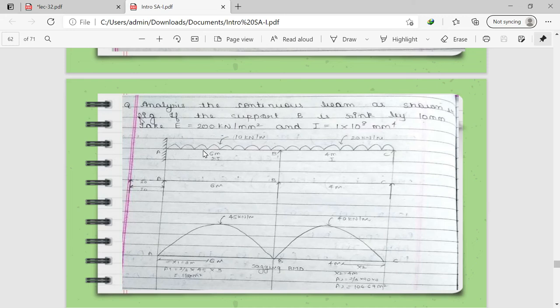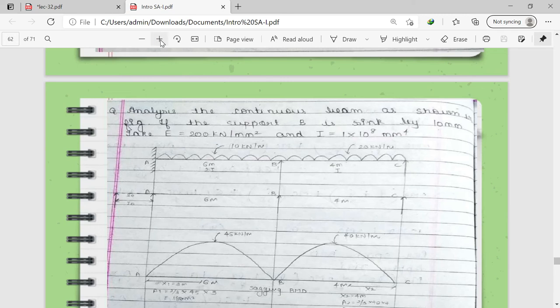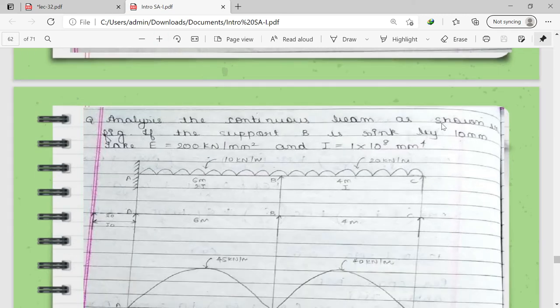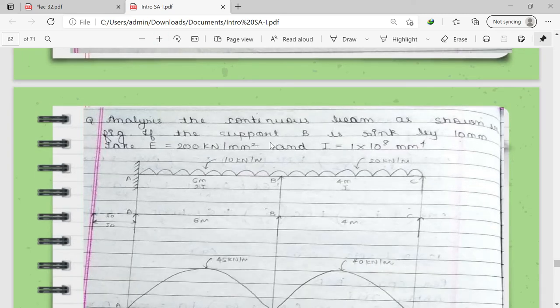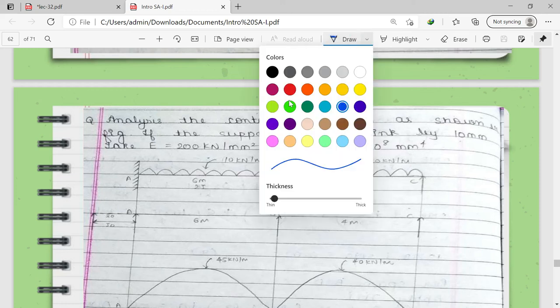So yes, analyze the continuous beam. Analyze the continuous beam as shown in the figure, if the support D sinks by 10 mm. So let us see how to solve this.